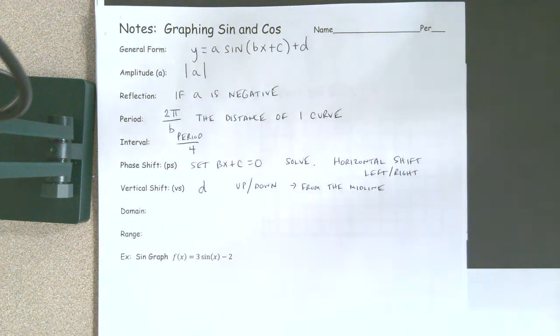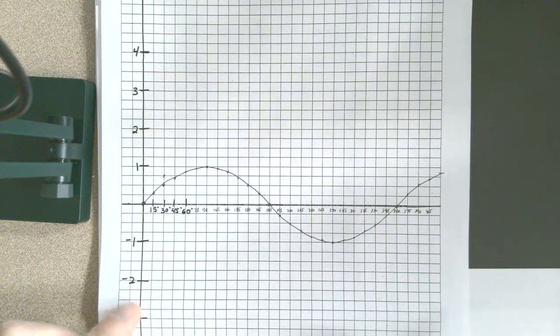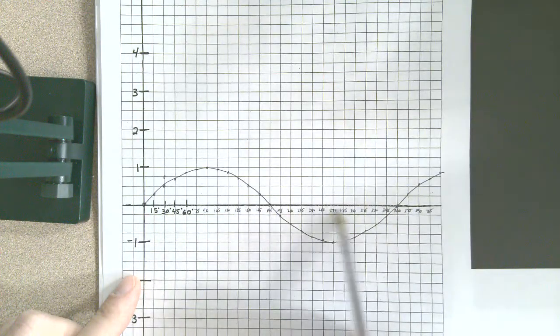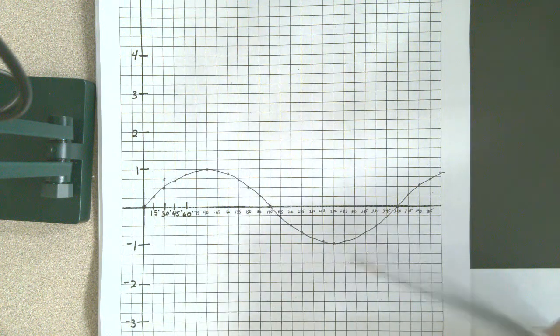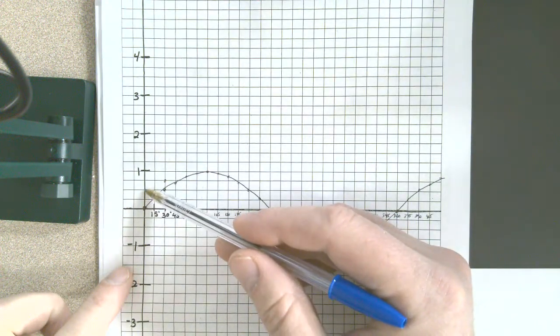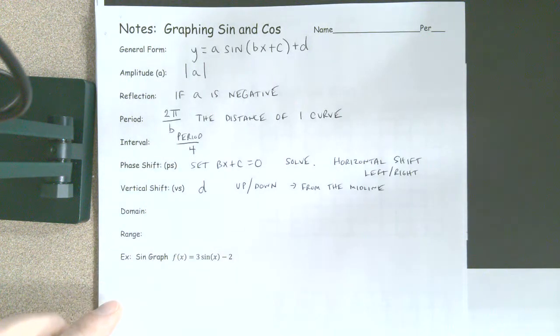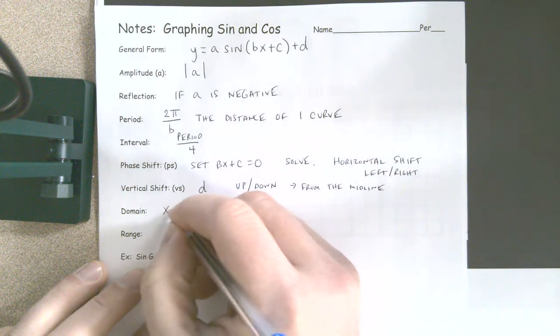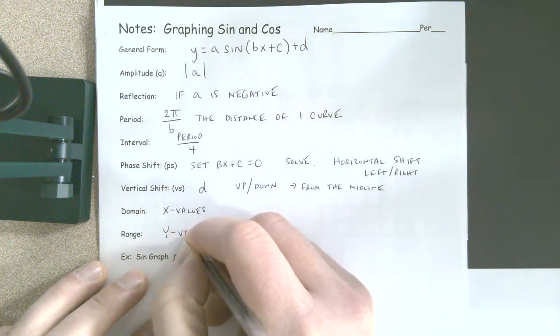If I'm using this example of my original sine curve that we made on our lab, the midline is the x-axis on here. But notice on this curve, there's no vertical shift. So if the D value would be 2, then obviously that's going to move my starting point up 2. Okay, the domain obviously is all of our x values. That's not changed. And our range is also not changed. That's also our y values.